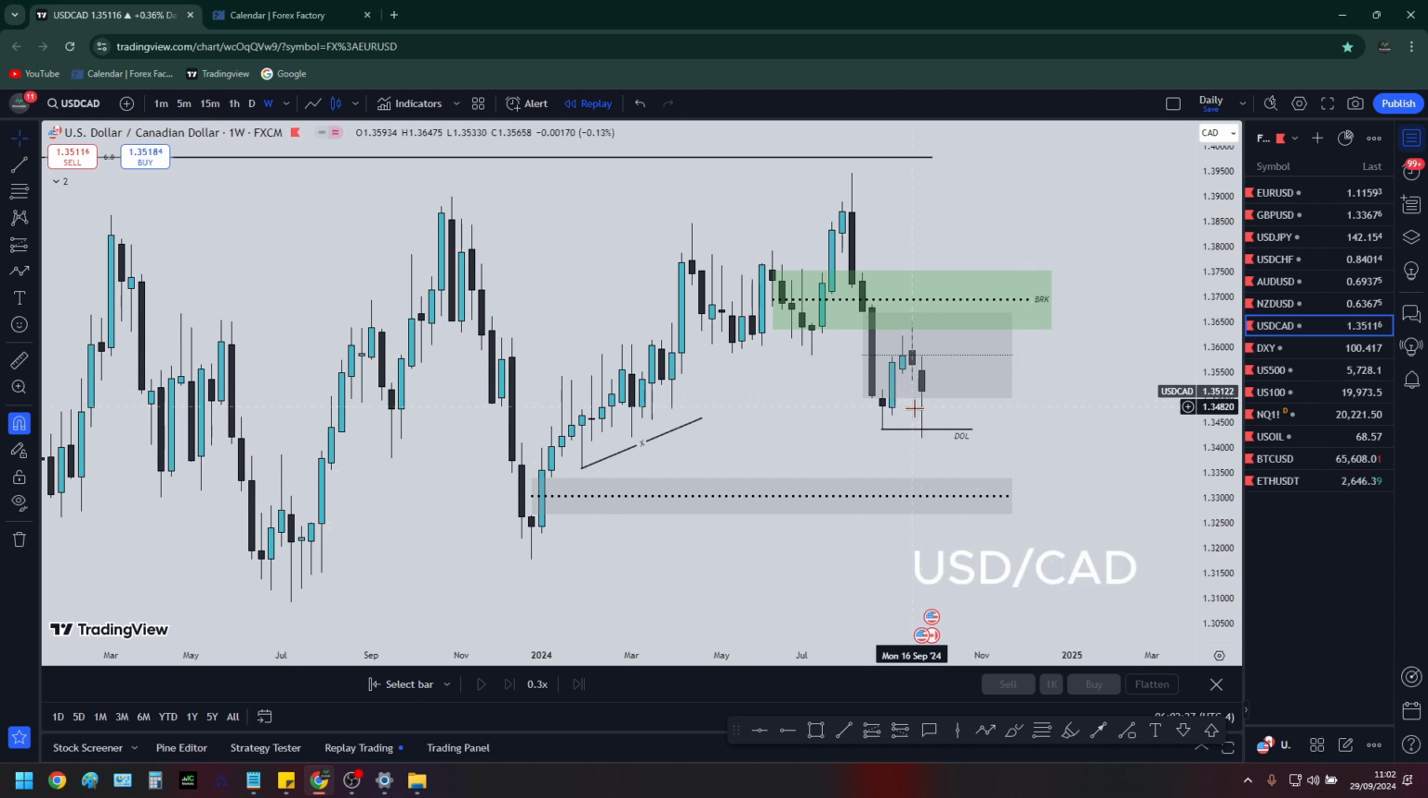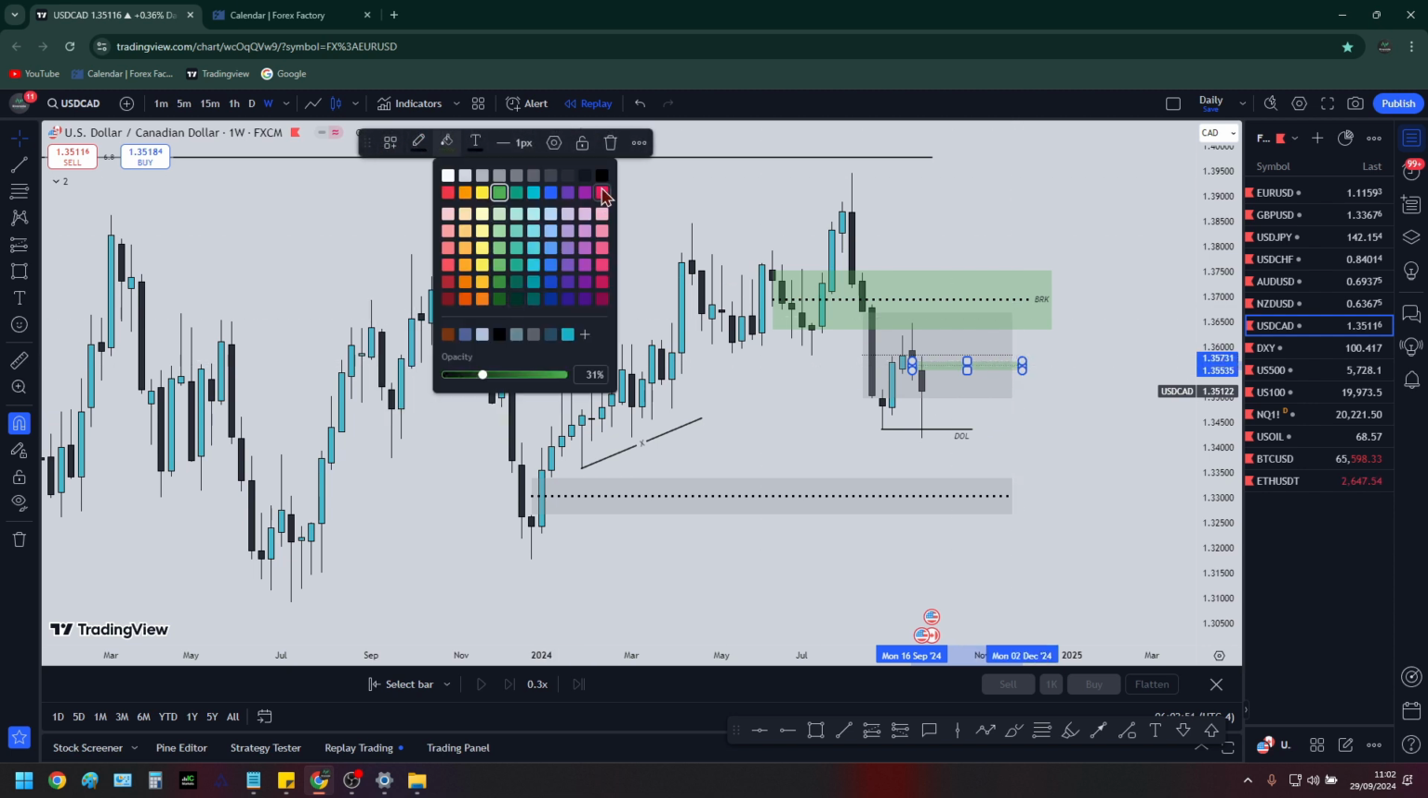USD CAD, we took liquidity, we met our drawn liquidity, so we left it a huge week. We might retrace further or we might go lower, still don't know. It's just too soon. We'll see what Monday brings. I can see a volume imbalance here, so we'll see the reaction on the volume imbalance next week.